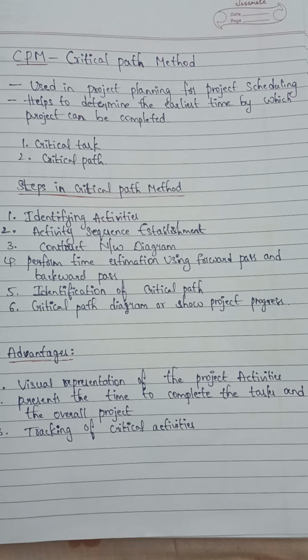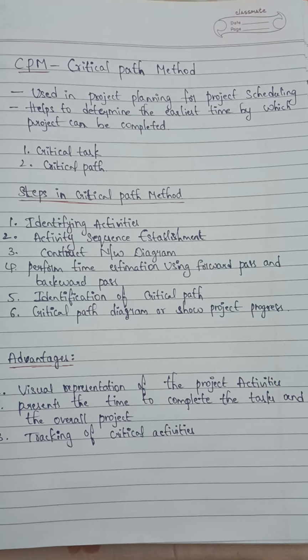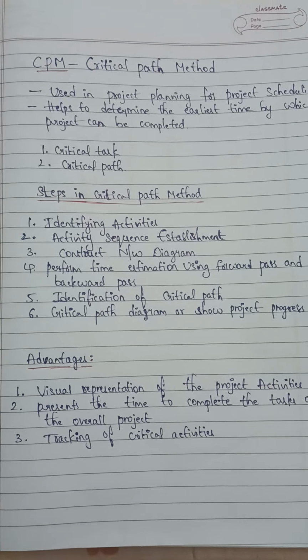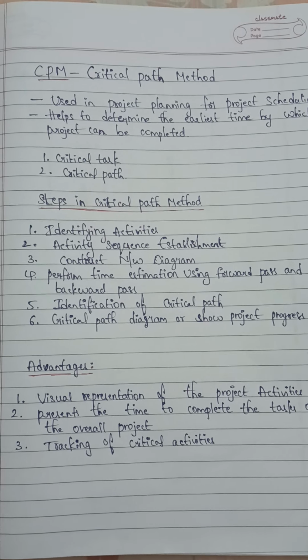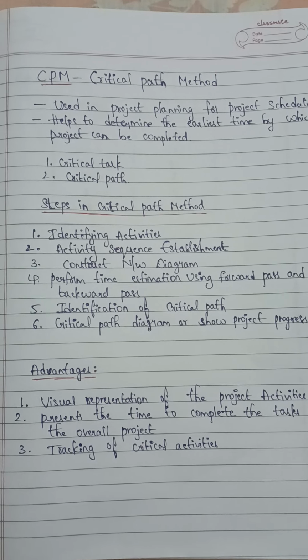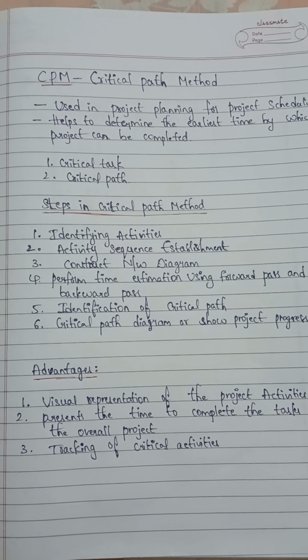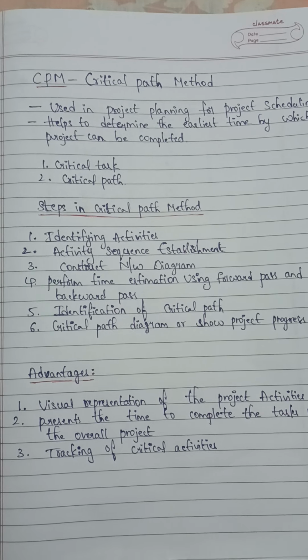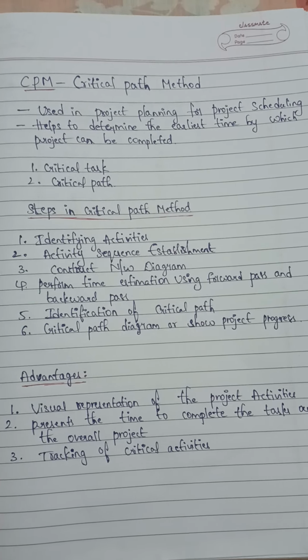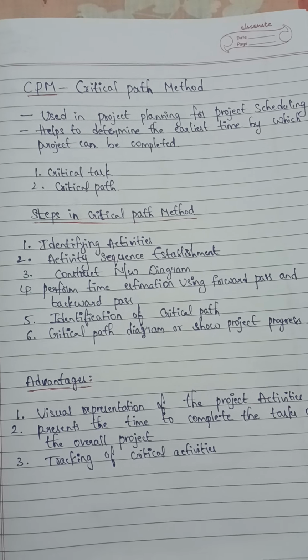And there are two main aspects in the critical path method. One is the critical task and the other one is the critical path. A critical task is the task or the activity that should not be delayed, otherwise the completion of the project will be delayed. And critical path is the sequence of the critical tasks or activities, and it is the largest path in the project network.